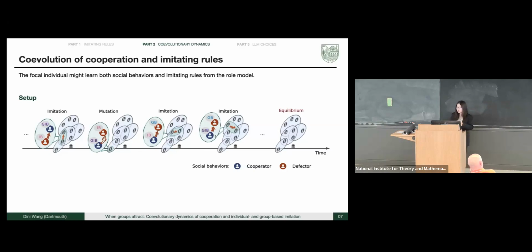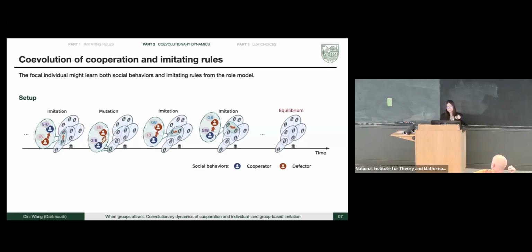Moving forward, we're curious about what if imitating rules are not fixed anymore, but co-evolve with cooperation behaviors on hypergraphs. In this setting, each individual would carry 2 traits: social behavior, cooperation or defection, as well as an imitating rule. So in each time step, the focal individual selects a role model according to its current rule and may copy both the behavior and the imitating rule of the role model. And here the mutation is also allowed to maintain the trait diversity.